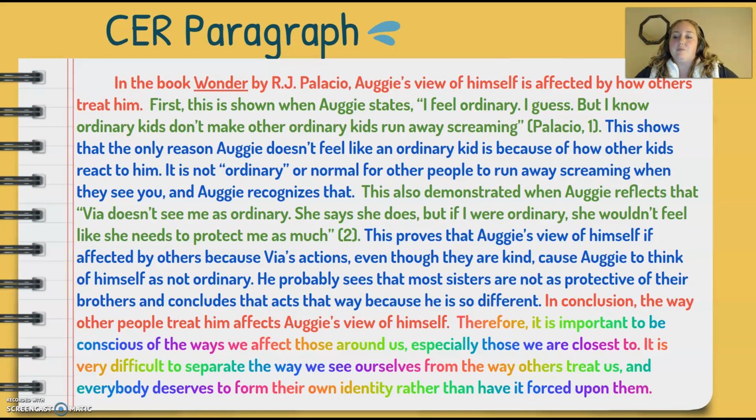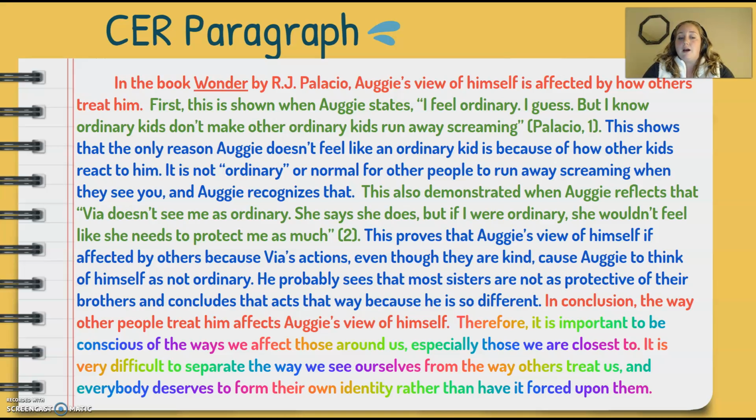This is also demonstrated when Augie reflects that "Via doesn't see me as ordinary. She says she does, but if I were ordinary, she wouldn't feel like she needs to protect me as much." Page 2. This proves that Augie's view of himself is affected by others, because Via's actions, even though they are kind, cause Augie to think of himself as not ordinary. He probably sees that most sisters are not as protective of their brothers and concludes that she, I have a typo guys, sorry, that she acts that way because he is so different. So there I have my reasoning, and it's a good lesson for proofreading because I had a typo. And once again, I really over-explained, which is a good thing.